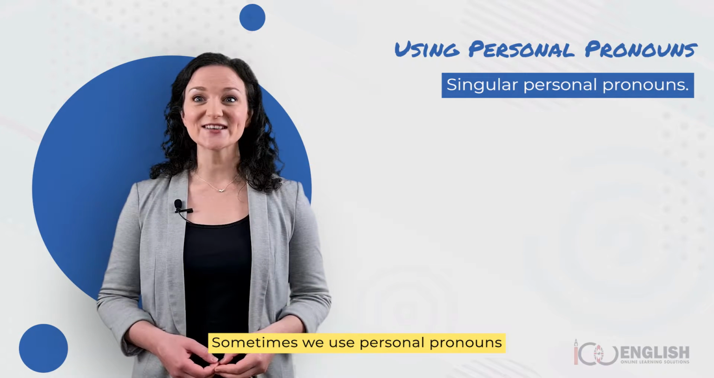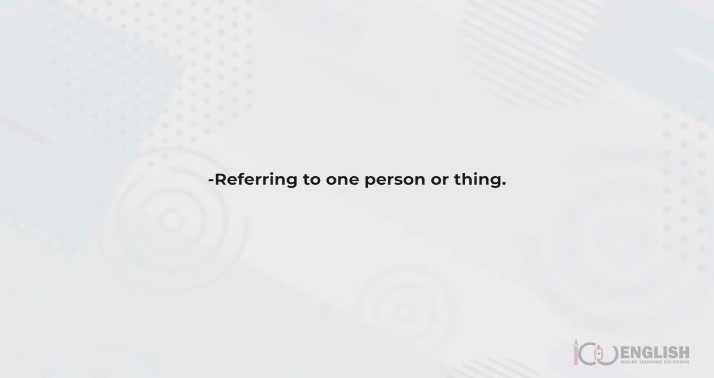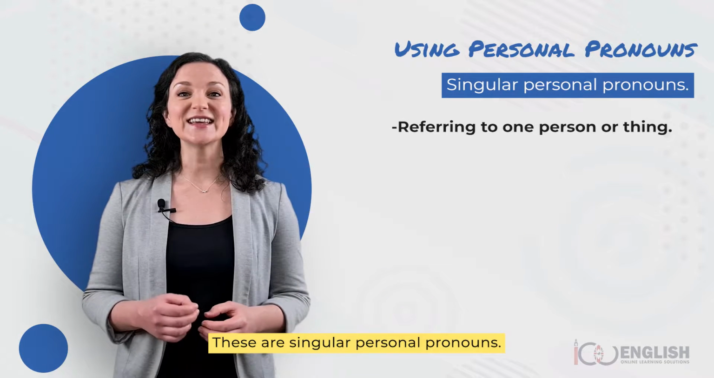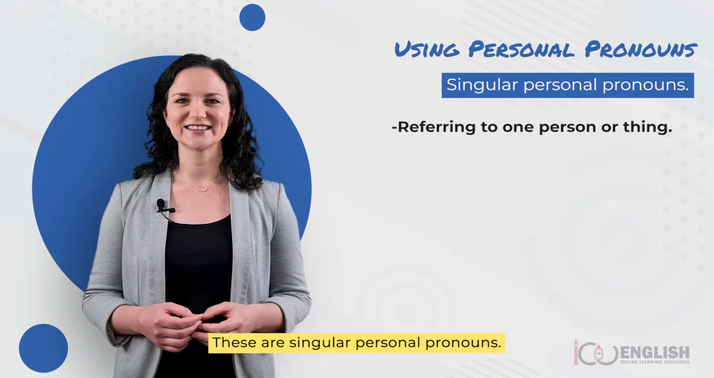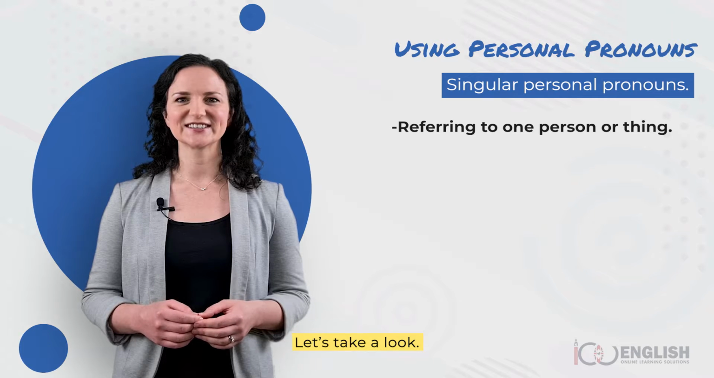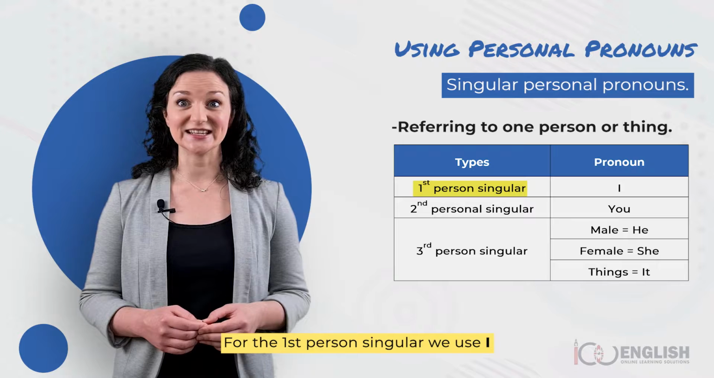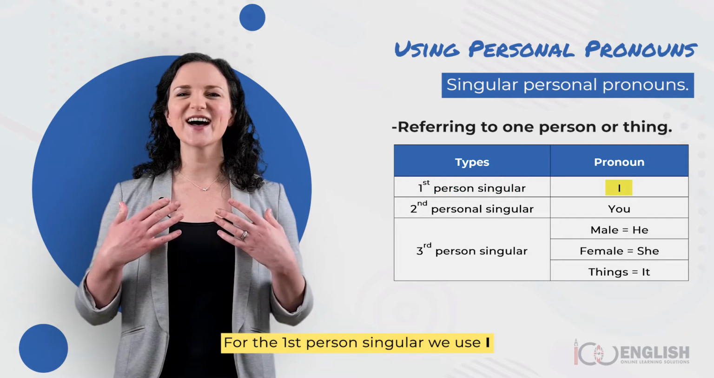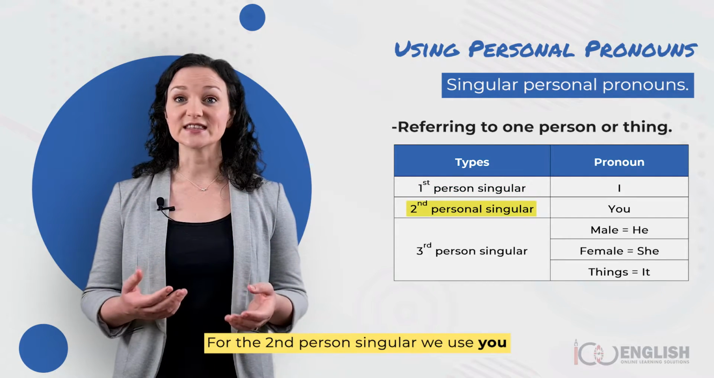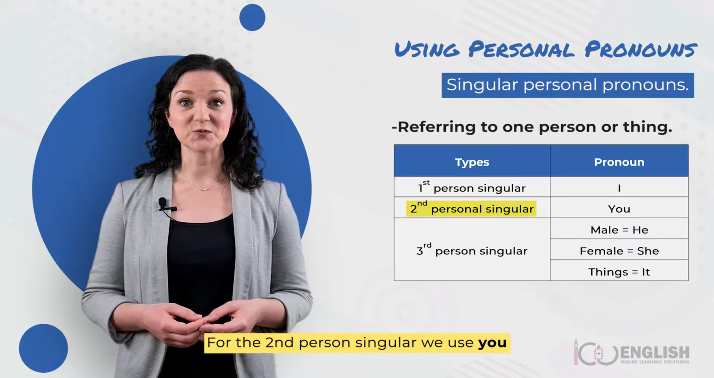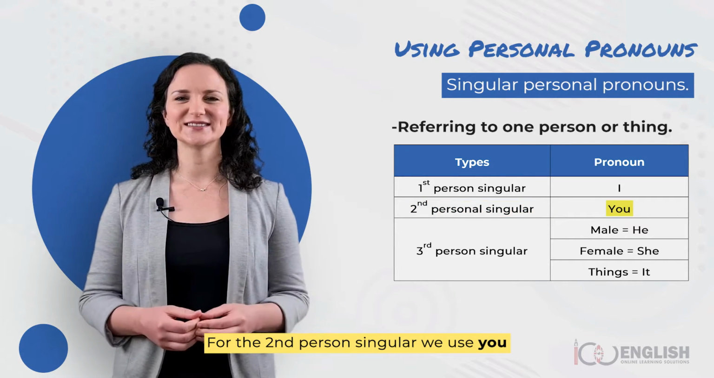Sometimes we use personal pronouns to refer to one person or one thing. These are singular personal pronouns. Let's take a look. For the first person singular, we use I. For the second person singular, we use you.